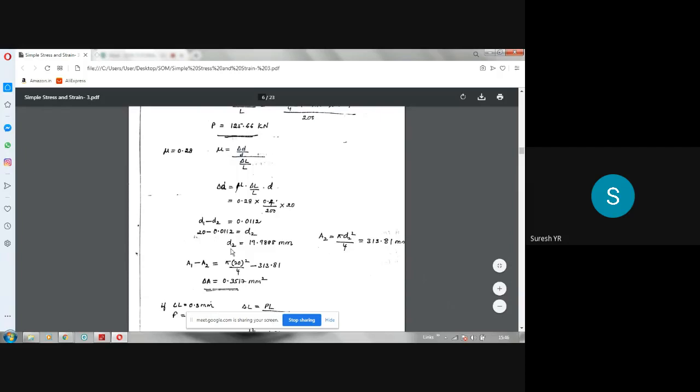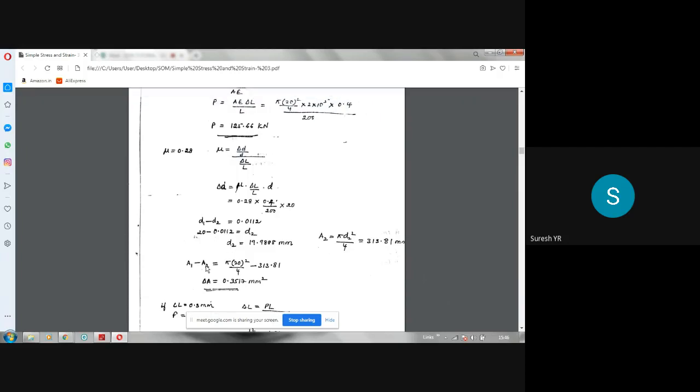Change in area is delta A, initial area minus final area. So initial area is pi into 20 square by 4, minus the final area, 313.81. If you simplify that, you will get the change in area. So simple. The only thing is you have to understand the concept. When length increases, diameter reduces. When diameter reduces, area reduces. So initial area minus final area is this much. That is your change in area.